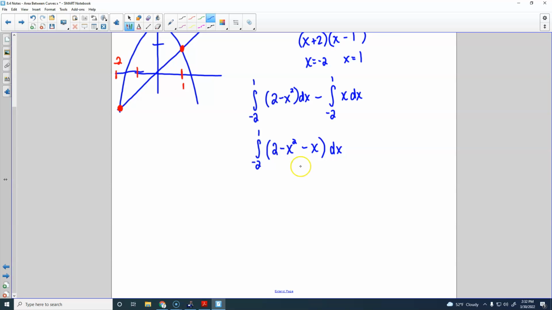And so we will integrate this. Whenever we integrate, Logan, what will we get when we integrate that? 2x first, then 1/3 x to the third, good, and then 1/2 x to the second. Perfect. And then we'll put our -2 to 1 here.